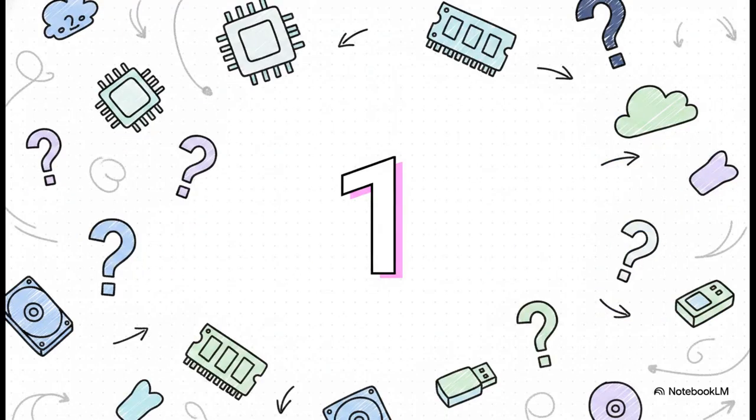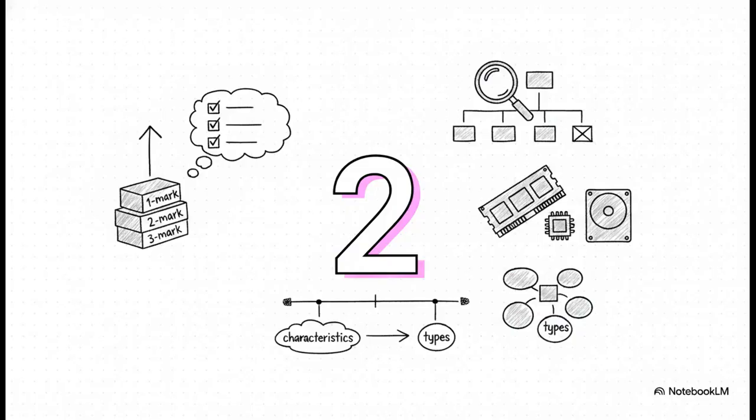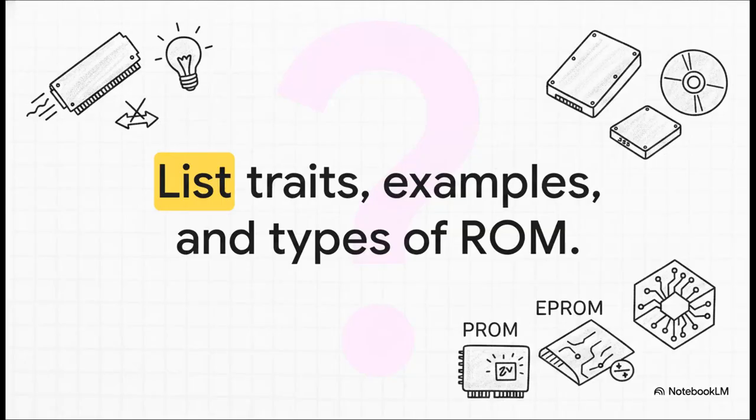Okay, rapid-fire revision time. Let's hit some expected board questions, starting with the 1-mark questions. Try to mentally answer these right now. Define RAM. Define ROM. What is primary memory? What is secondary memory? You should be able to confidently rattle these off by now. Next up, the 2-mark questions. State 4 characteristics of RAM. Name 4 examples of secondary storage. Name the types of ROM. Test yourself. List that volatility for RAM, name those everyday drives for secondary storage, and recall those 3 ROM acronyms we decoded.